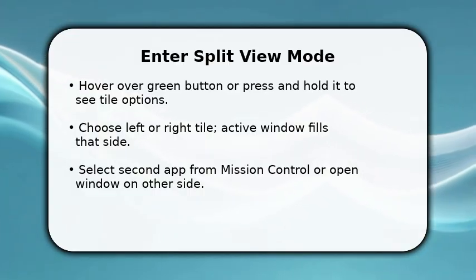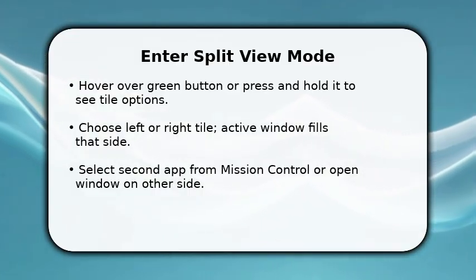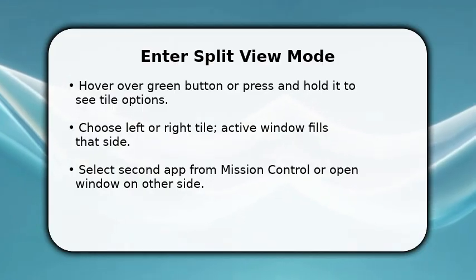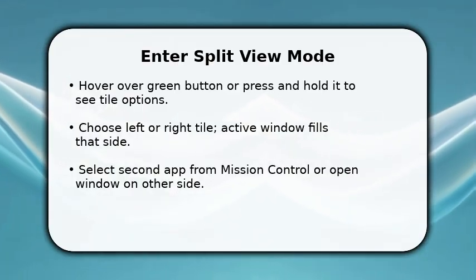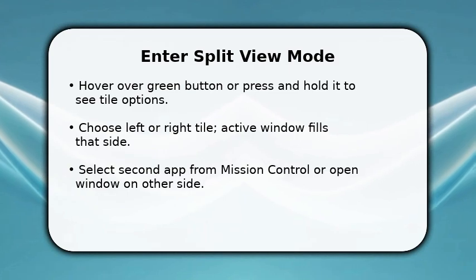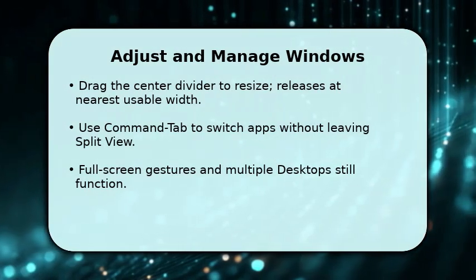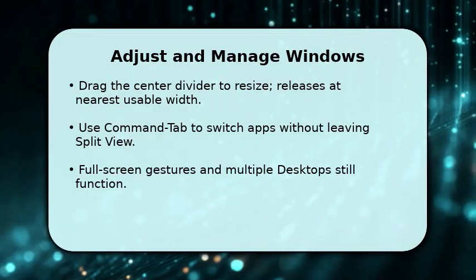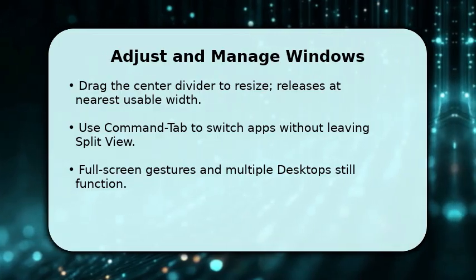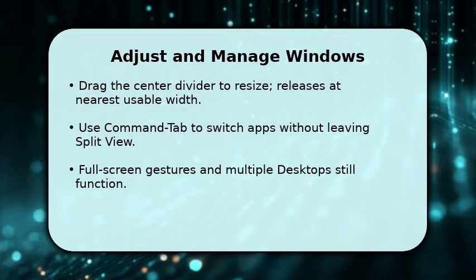This method uses macOS window tiling rather than manual resizing, so spacing and focus stay consistent as you continue arranging your workspace. Now refine the split by dragging the vertical divider. You can adjust both app widths for your workflow and macOS snaps to sensible sizes to avoid unusable tiny panes.